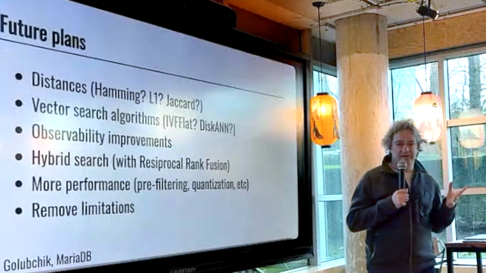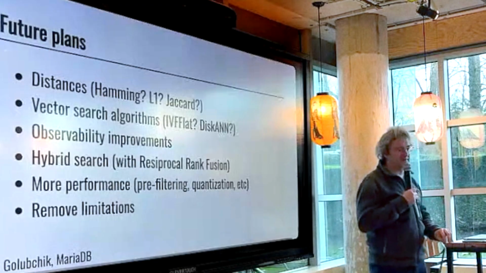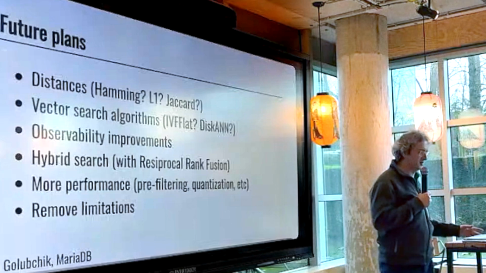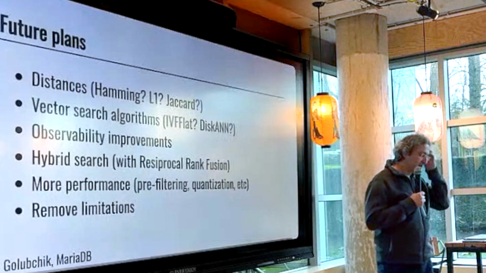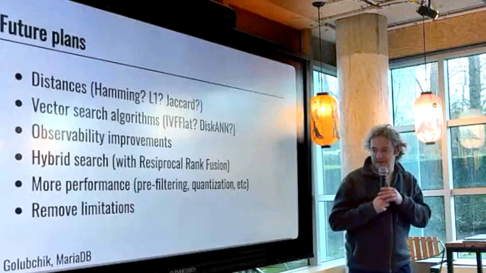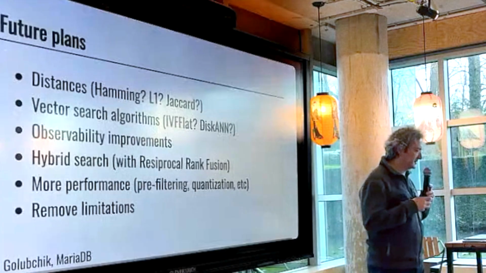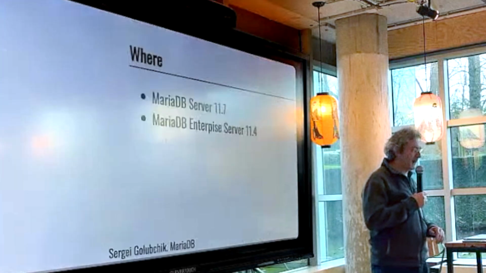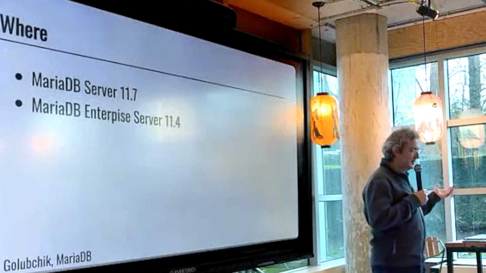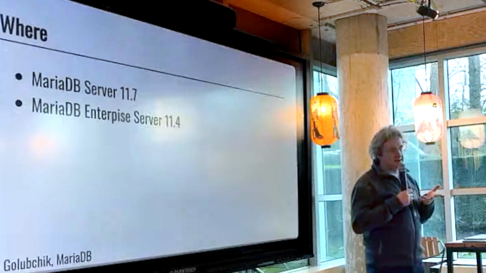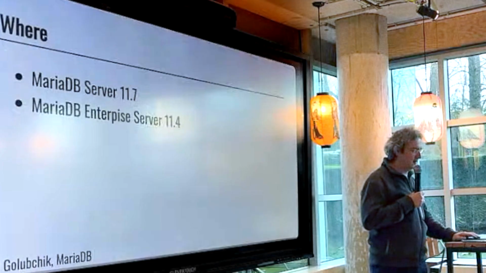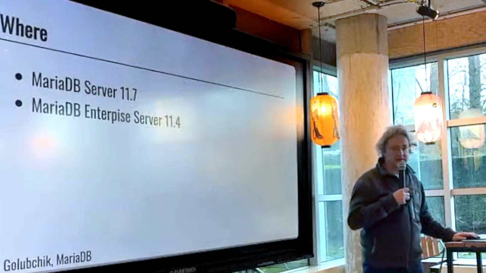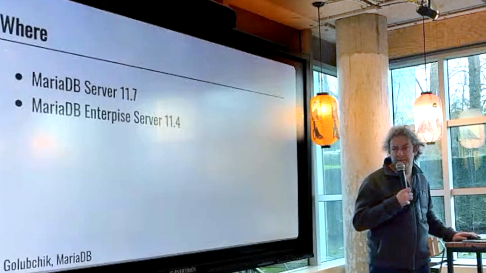We need to improve observability, provide some information schema tables and status variables to observe information about vector indexes. Maybe we add more performance by adding quantization and other tricks. Remove the limitations I had on the previous slides, those kinds of things. It's in MariaDB server 11.7 and naturally 11.8. In MariaDB Enterprise server, starting from version 11.4 or 5.